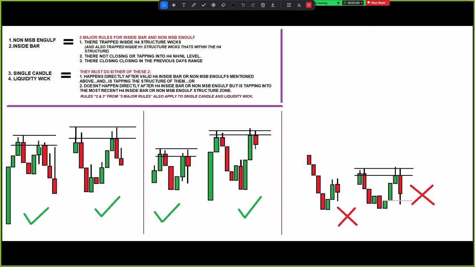Okay, but in this case here, we are trapped. As long as this bullish candle closes beneath this wick, even if it closed all the way up here, just beneath this wick, it's still trapped within this structure and the wick of the structure. Okay, so that's the first thing with trapped price in H4 structure to the left. Rule number 2, not closing or tapping into H4 new high or new low level.